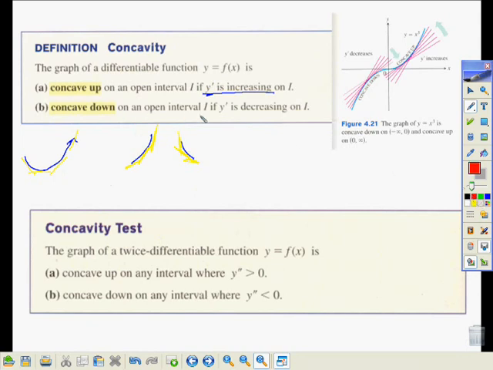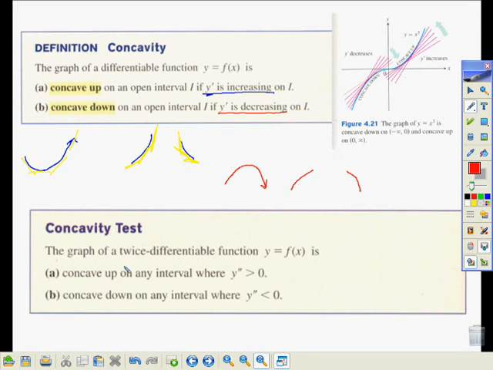With concave down, y prime is decreasing. So the opposite thing is going to happen as we curve. It's always curving down like that. Or it might just be part of that, like either one of those. So we see that again as we move from left to right, the slope of the tangent line is decreasing. And that's how they define it.